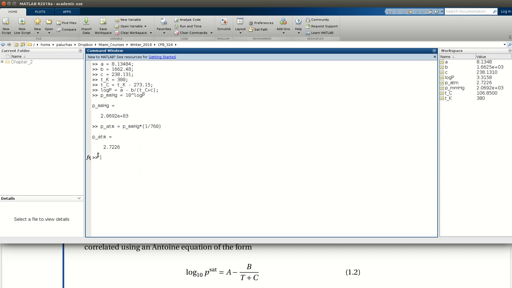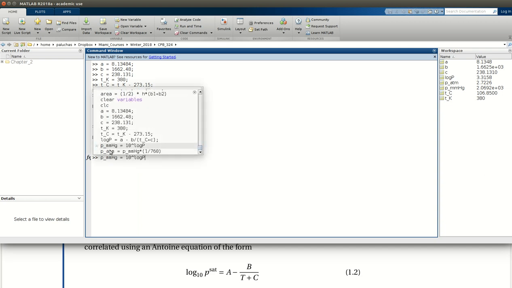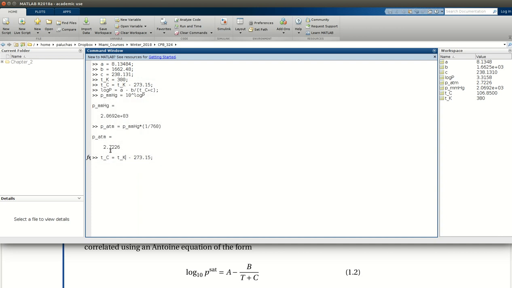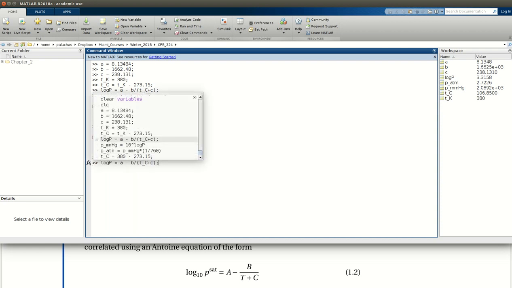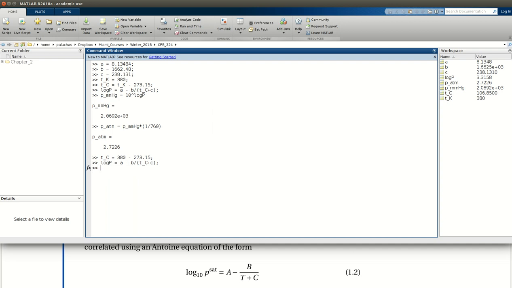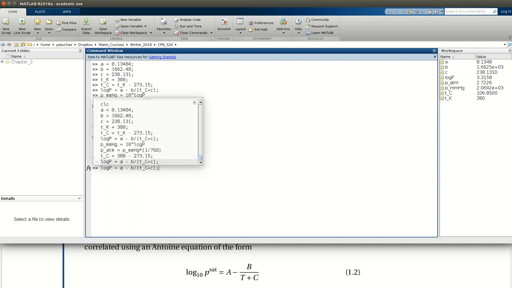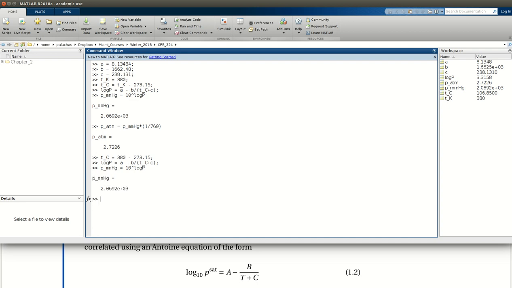Now, if we wanted to play what-if scenarios, because one of the great things about solving problems like this is we can play what-if scenarios pretty quickly: if temperature increases, how does vapor pressure change? We started out with a temperature of 380 Kelvin, so T_C is that. Then to evaluate vapor pressure, I can just recall our command for log P, and then finally P in millimeters of mercury.